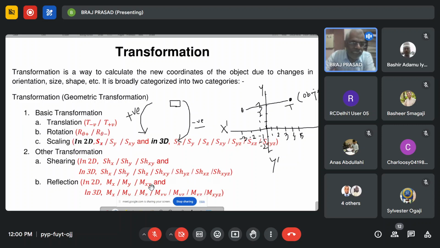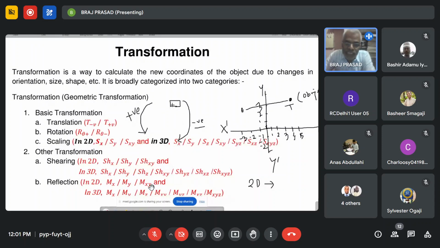Now, for scaling, we know there are different types of coordinate systems: there is a 2D coordinate system, 3D coordinate system, and 4D coordinate system. In a 2D coordinate system, there are two principal axes, x and y. So we scale the object either in x or in y, or in x and y both. In the previous example, I have scaled the object in x and y both.